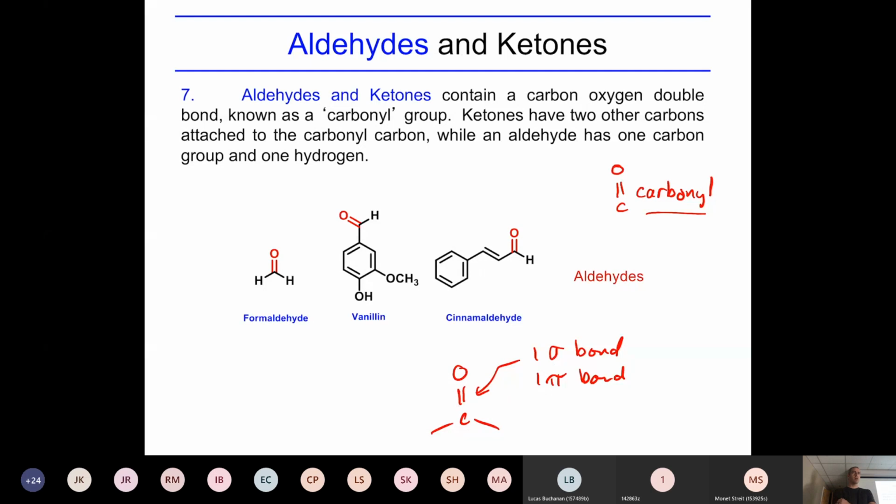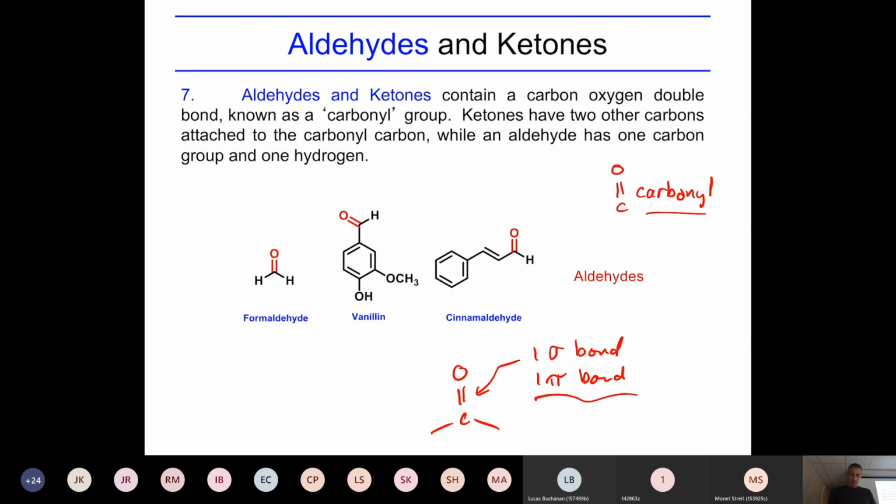Which one of those two is stronger? Sigma is strong, pi relatively weak. So this can do reactions, and it often does do reactions, and it's often the pi bond that's reacting, or disappearing maybe in the reaction.